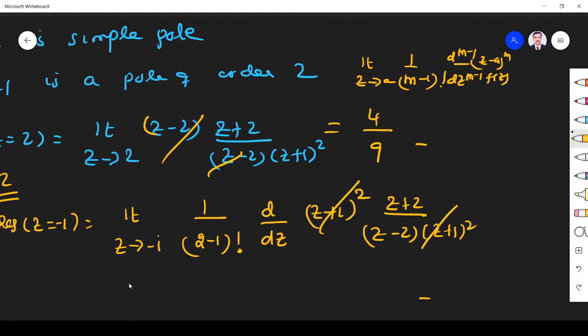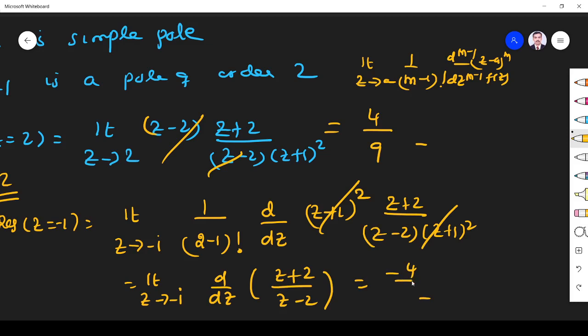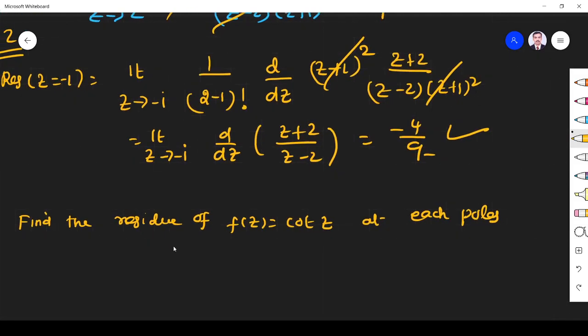So what you get is limit z tends to minus 1, d by dz of (z plus 2) divided by (z minus 2). Differentiate and substitute the value of minus 1. What you get is minus 4 by 9. Right? Differentiate this, substitute z is equal to minus 1. We get a residue of minus 4 by 9. Right? Simple problem, but tedious.